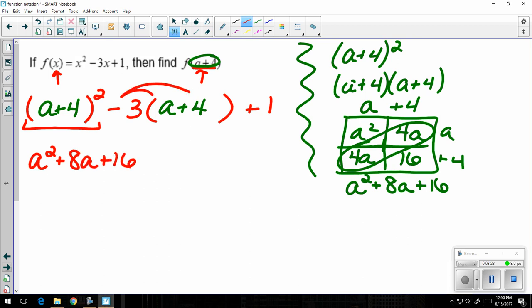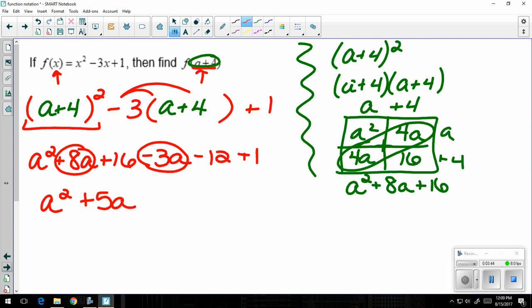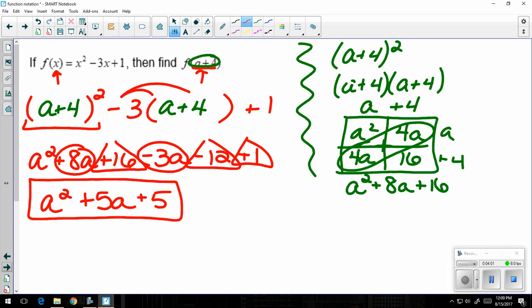Now I'm going to distribute this negative 3. So minus 3a minus 12, and don't forget to bring down that plus 1 at the end. Now I'm going to combine like terms. A squared plus 5a. And then I have a positive 16 and a negative 12 and a positive 1. Don't forget you have all three terms to combine, which gives me plus 5. So here is my final answer.